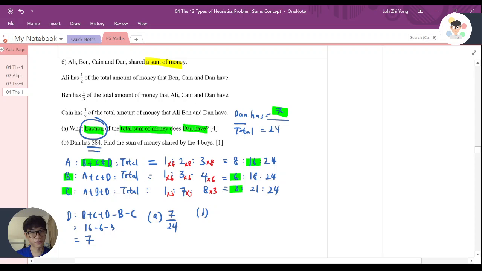Dan has $84. Find the sum of money shared by the 4 boys, meaning the total. So I know that 7 over 24, 7 units will be equivalent to 84. To look for 24 units, first I look for 1 unit. 1 unit will be equal to 84 divided by 7, which is 12. Then 24 units will be equivalent to 12 times 24, and if you press on the calculator, you actually get $288. And we are done.